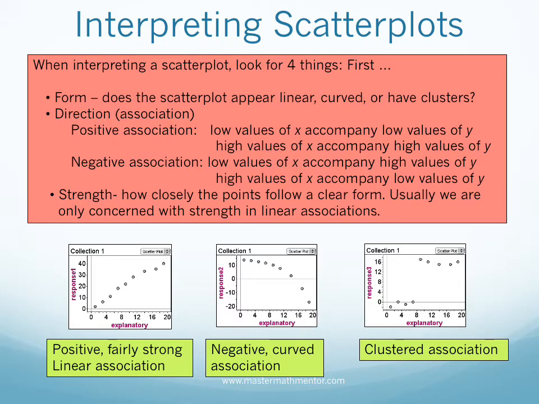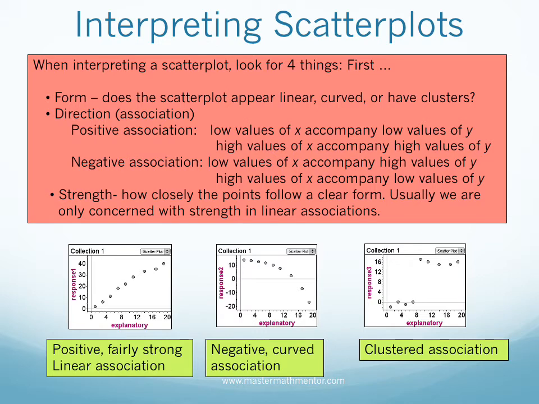Negative associations go down to the right. Low values of the explanatory variable accompany high values of the response variable, and high values of the explanatory variable accompany low values of the response variable. Strength of the association. We are concerned with how closely the points follow a form. Usually, we are only concerned with strength when examining linear associations.